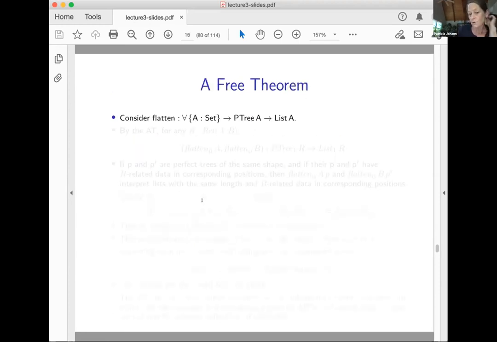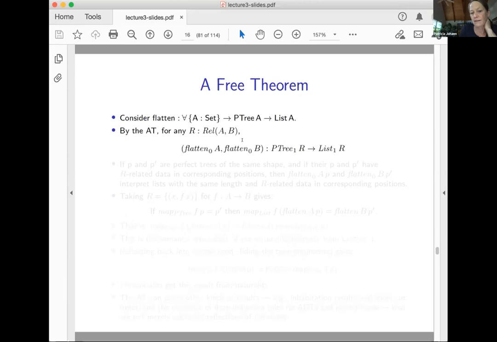All right, so great. So we have a parametric model. These are supposed to give us some free theorems. So let's see a free theorem, please, right? Maybe that's what you're thinking. So let's see one. So consider the flatten function that takes perfect trees to lists. What the abstraction theorem tells us is that if I pick any relation R between A and B, then the set interpretation of flatten at A and the set interpretation of flatten at B are related in this interpretation, but where now I'm looking at the relational interpretation of PTree and the relational interpretation of list.